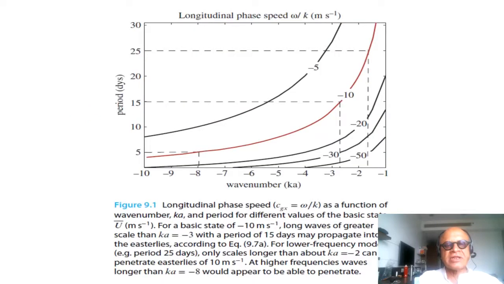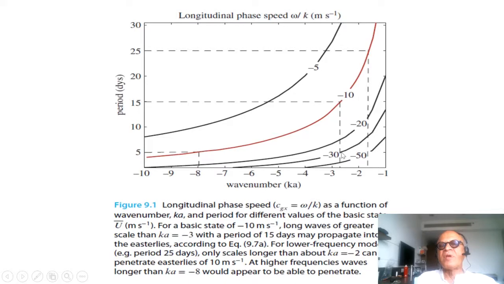So essentially, let's just go to the physics: the period and wave number determine at what wave number and basic state the signal can propagate equatorward or meridionally. Okay, so the longitudinal phase speed cgx equals omega over k, as a function of the zonal wave number here, ka, for different values of the basic state.